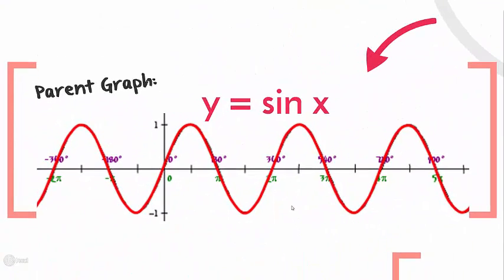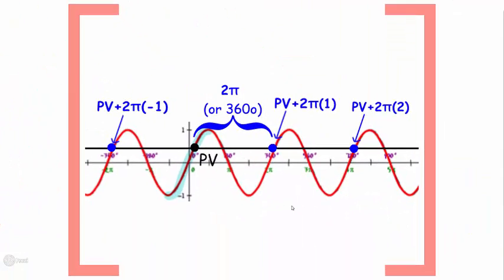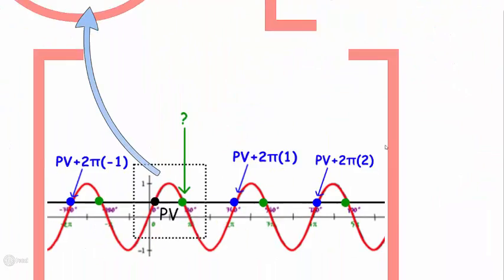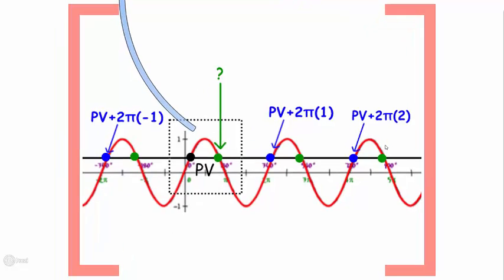Okay, we'll start the same way. We're looking at the parent graph, y equals sine x, and we'll think about a random principal value. And we can see from this principal value, we've got principal value plus 2 pi, and so on, just like cosine. So that first set is going to be exactly the same, sine or cosine. We can have principal value plus 2 pi times n, or principal value plus 360 times n if we're in degrees. Now, the strange thing about sine is our next point isn't going to be negative PV.